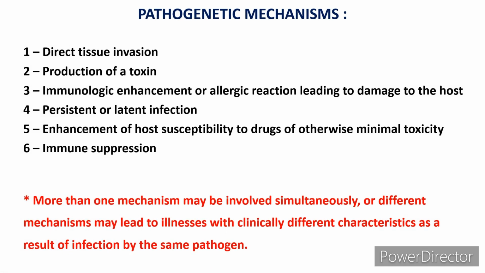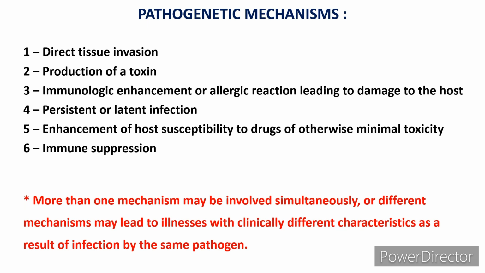Pathogenic mechanism. There are several mechanisms for the infectious process. Let's look into some of them. 1. Direct tissue invasion, production of a toxin, immunologic enhancement or allergic reaction leading to damage to the host, persistent or latent infection, enhancement of host susceptibility to drugs of otherwise minimal toxicity. And the last one is immune suppression.